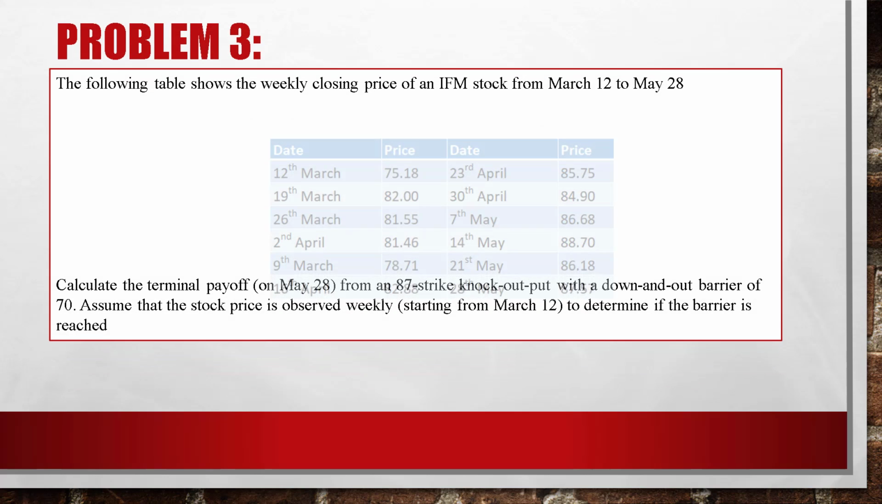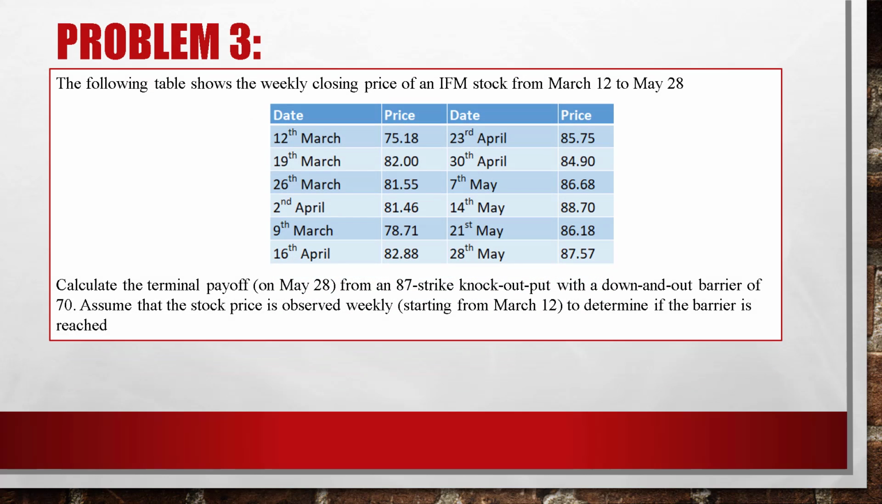Problem 3. The following table shows the weekly closing price of an IFM stock from March 12 to May 28. Calculate the terminal payoff on May 28 from an 87 down-and-out knockout put with a down-and-out barrier of 70. Assume that the stock price is observed weekly starting from March 12 to determine if the barrier is reached.